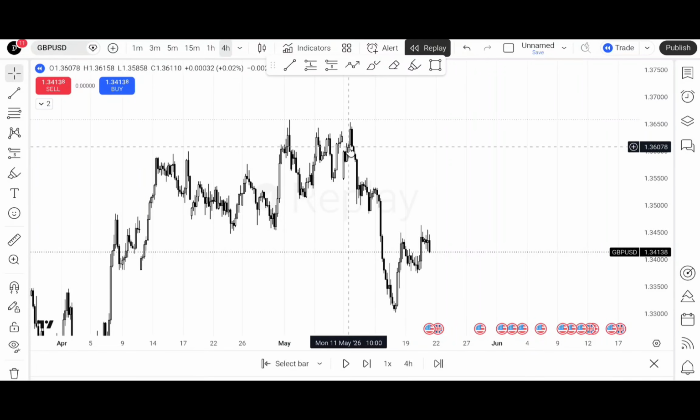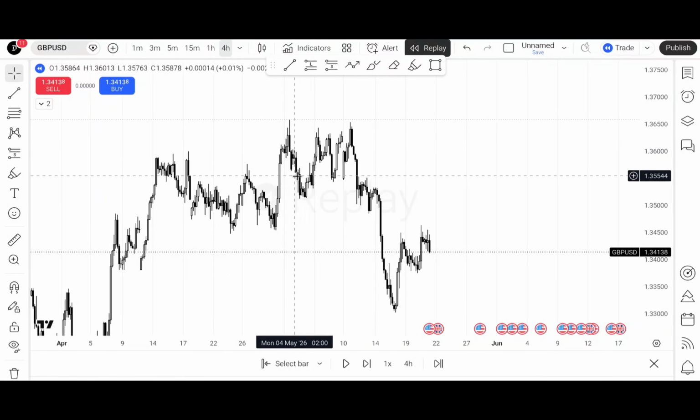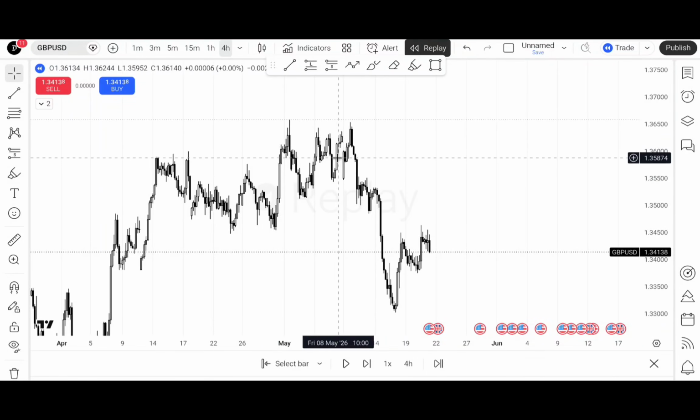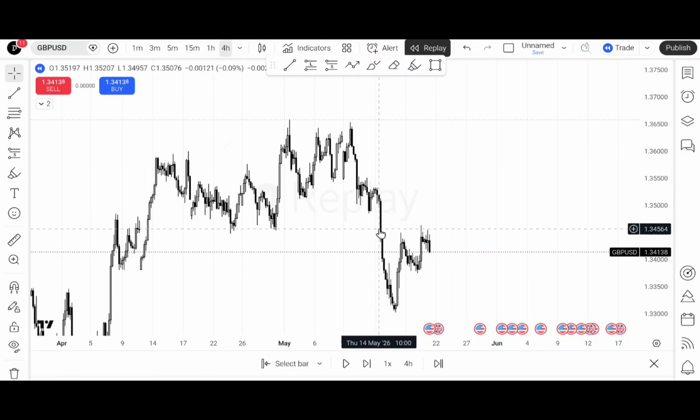Applying market structure is in 3 different steps. First, you want to apply the basic market structure, which I'll be using in this video. You want to apply the complex market structure, which I will also be using, and then the multi-time frame market structure. You get all these 3 types of market structure. I will be applying it in this video.